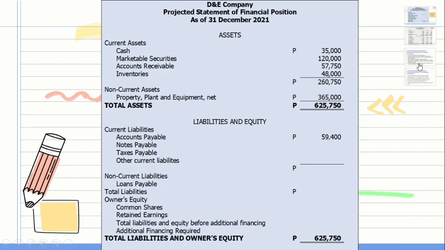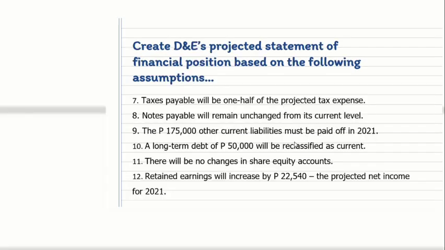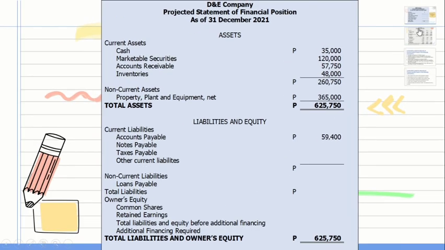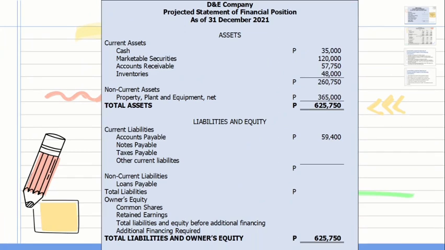Unya, dirita sa atong notes. Notes payable will remain unchanged from its current level. Current level. Unsa man itong current notes payable? So, we have 25,000. So, notes payable at 25,000.